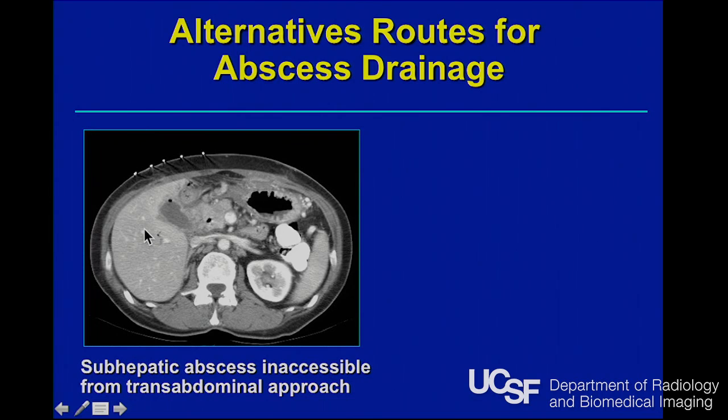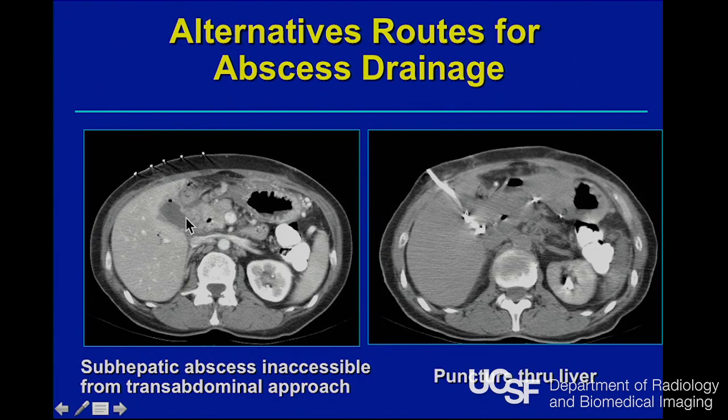In this particular case, there's not really a good way to get to this collection in the gallbladder fossa after cholecystectomy, and so you can go through the liver if you have to. Probably worth advising the patient that there is probably higher than average risk of bleeding in this particular situation, but completely doable and safe. So here it is, drained.